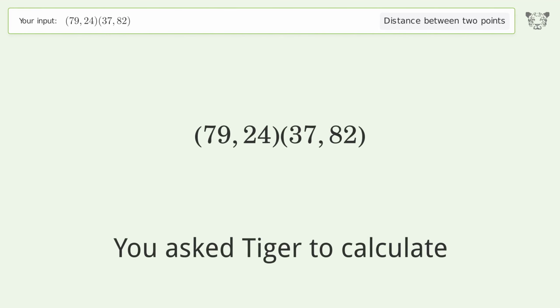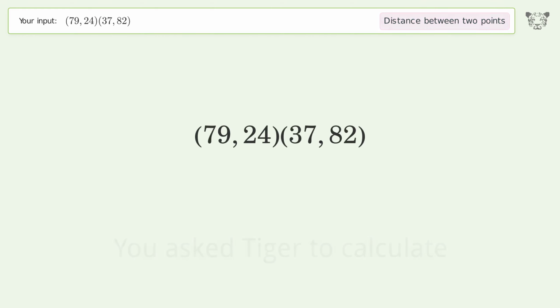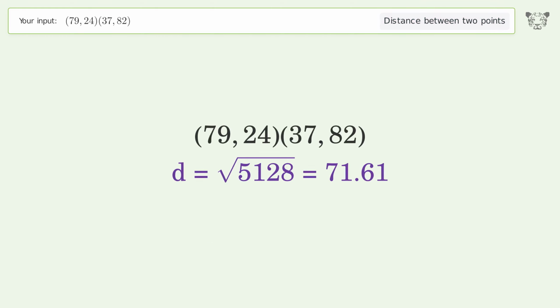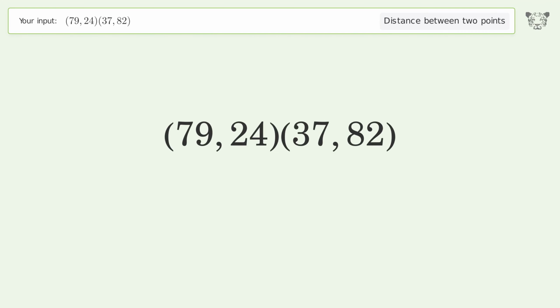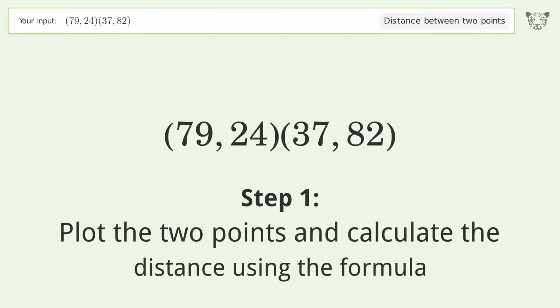You ask Tiger to calculate. This deals with the distance between 2 points. The distance between the 2 points is the square root of 5,128, or 71.61. Let's solve it step by step. Plot the 2 points and calculate the distance using the formula.